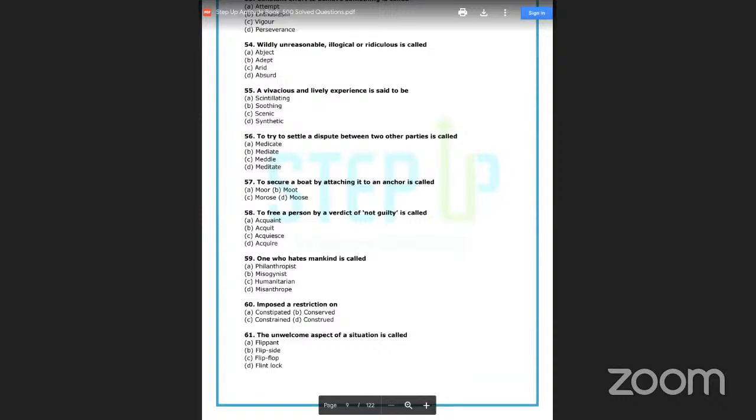Hello? Yes, so everybody has done that. So 60 was imposed a restriction on. That means what? I've seen people have given a lot of answers in the chat box also. For 60, the right answer is C. That is constrained. You know the meaning of constipated, right? And conserved and constructed.